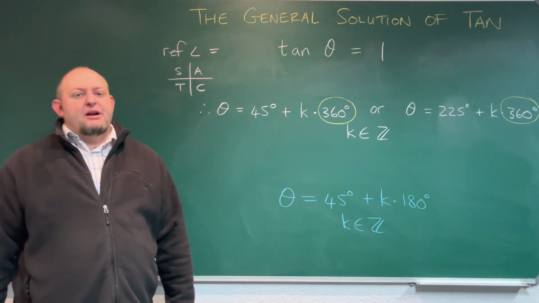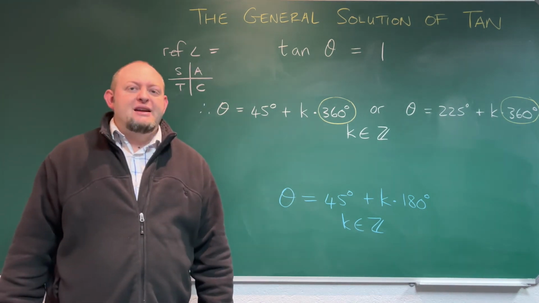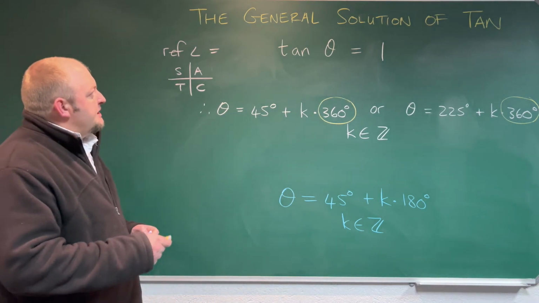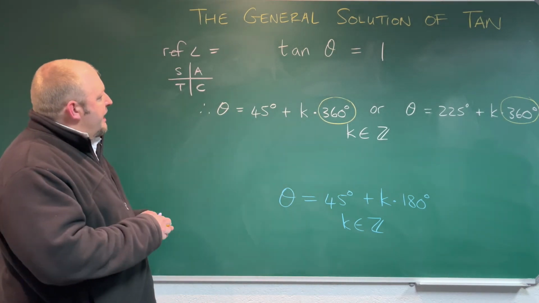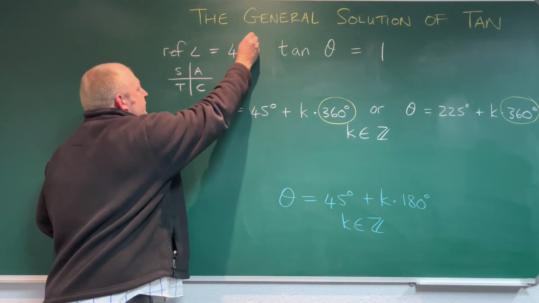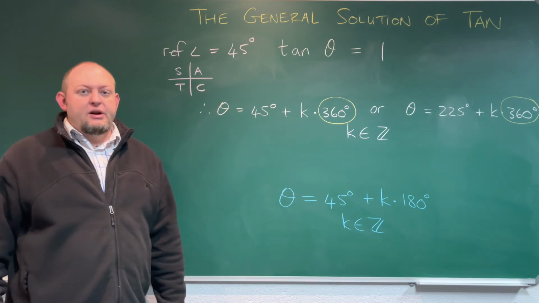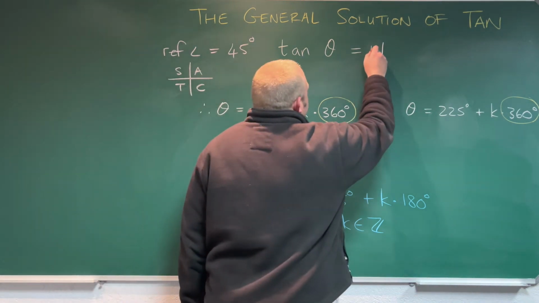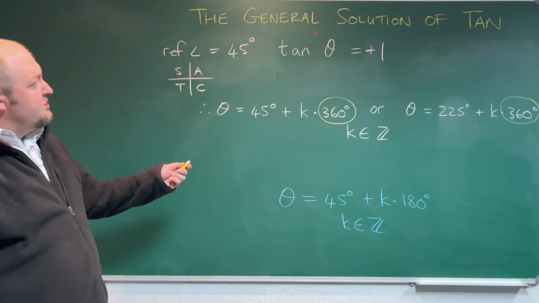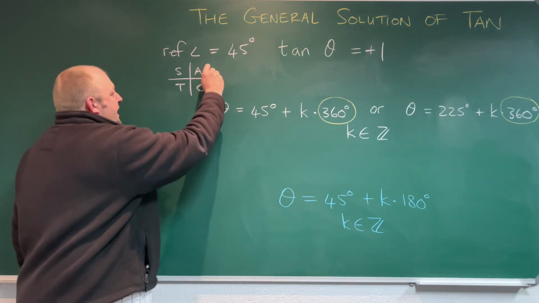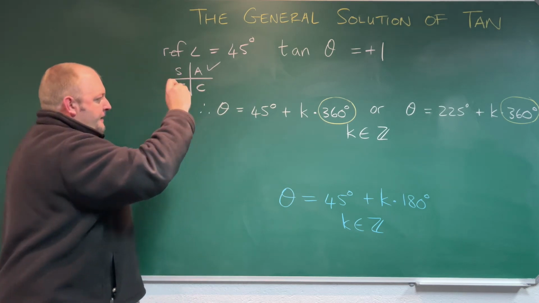As with any trigonometric equation, we always start by finding the reference angle on our calculator. So we say inverse tan of 1, and that gives us our reference angle of 45 degrees. Next, we determine in which quadrants tan is positive, because in this equation tan theta is positive 1. So that is, of course, quadrants 1 and 3.